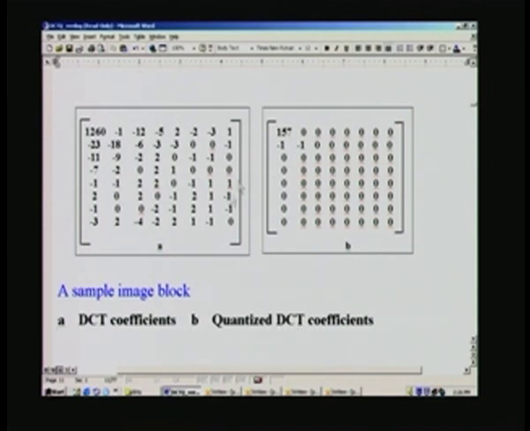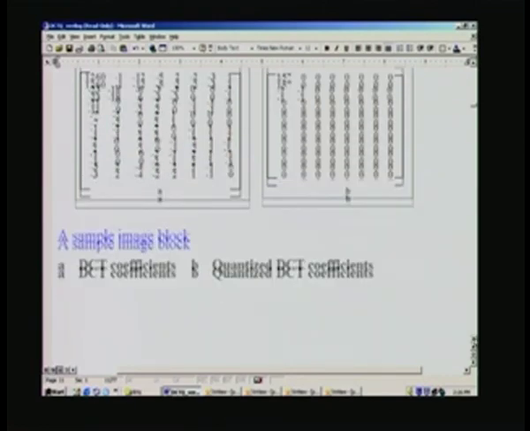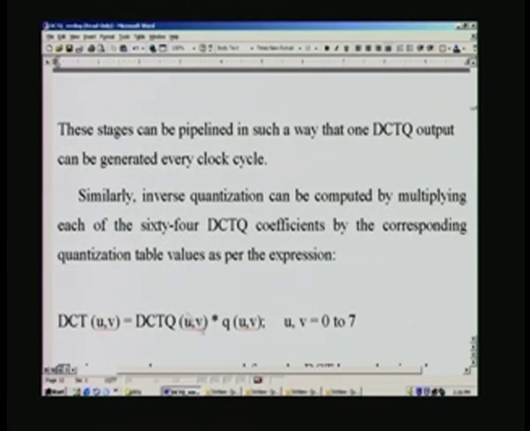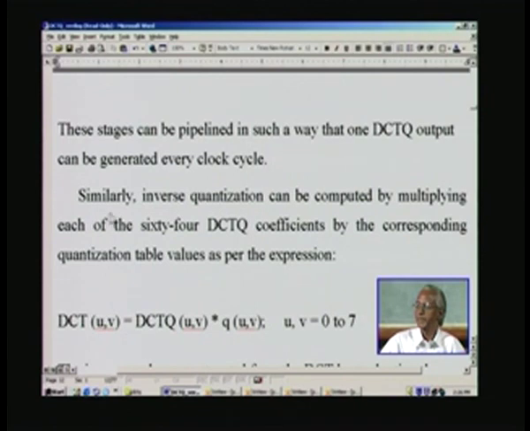And this is just a sample block we have seen here. These are the DCT coefficients as mentioned here, and this is after quantization. Quantization is merely division by another constant, a group of constants. So here these stages can be pipelined in such a way that one DCT-Q output can be generated every clock cycle, and this also I think we have seen, and we will see a little more later on. Similarly, inverse quantization can be computed by multiplying each of the 64 DCT coefficients by the corresponding quantization table values as per the expression. This is what we have already explained.